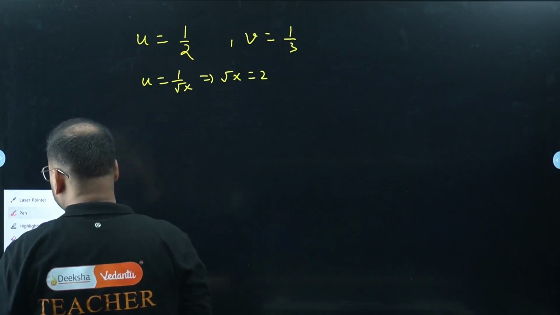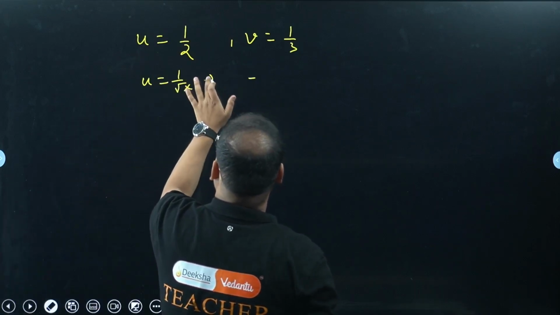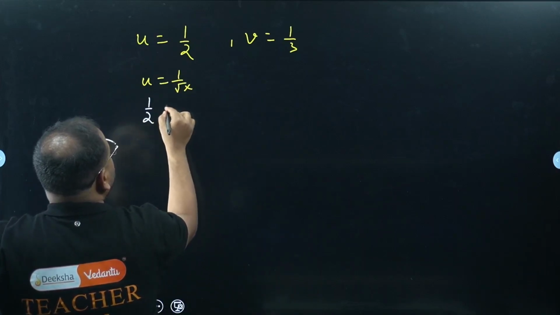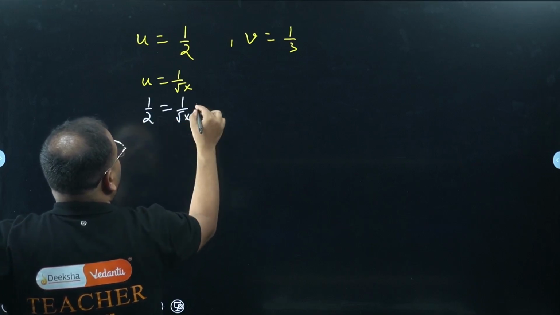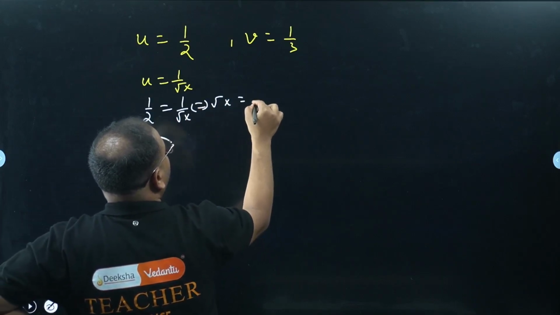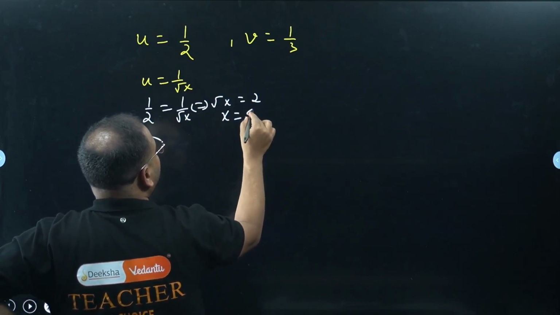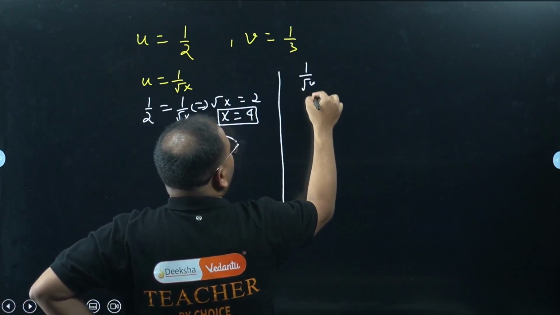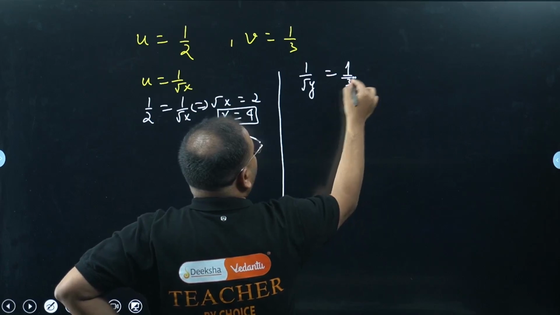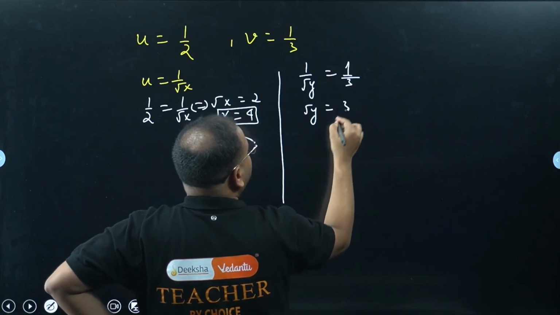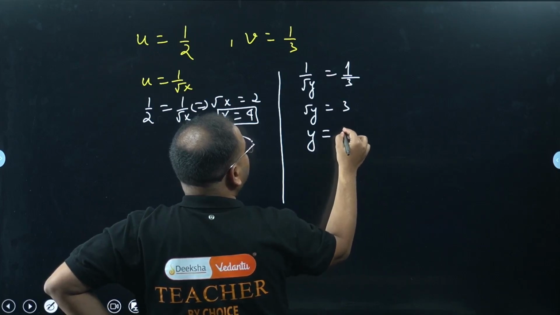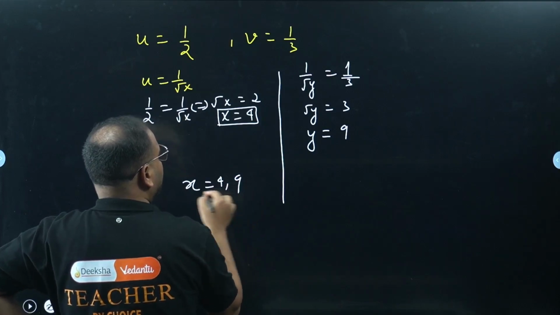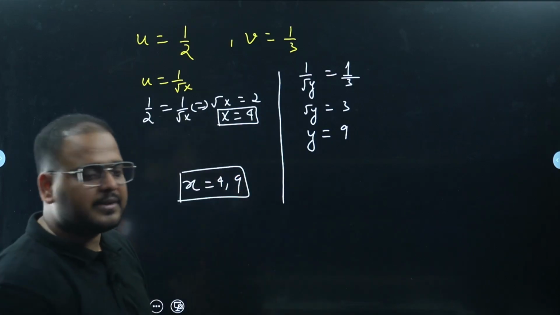If you are still confused with this, I can do one more step, not skip any steps. Write the u value: 1 by 2 equals 1 by root x. Compare. You're getting root x equals 2. Square both sides. x equals the square of 2, which is 4. What about v? 1 by root y equals 1 by 3. Compare it. Root y equals 3. Square both sides. y is equal to 9. My answer is x equal to 4, y equal to 9. Question solved. Great.